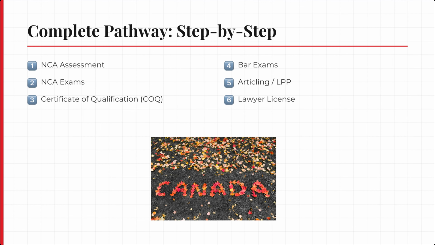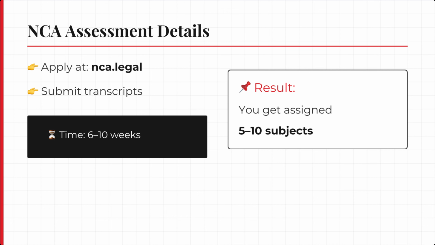Now let's understand the complete journey in a structured way. Step 1, you apply for NCA. Step 2, you get your assessment. Step 3, you clear the NCA exam. Step 4, you receive a certificate of qualification. Step 5, you apply for the bar exam. Step 6, you complete articling or LPP. Step 7, you become a licensed lawyer in Canada. Now, this may look simple, but each step requires the right approach, and many students get stuck because they don't understand this structure easily or clearly.